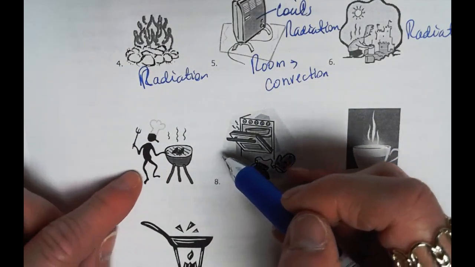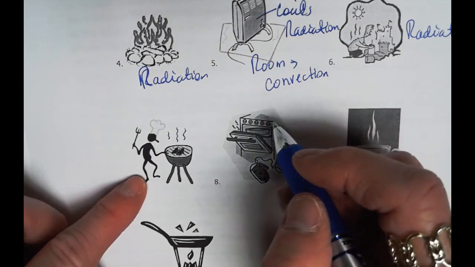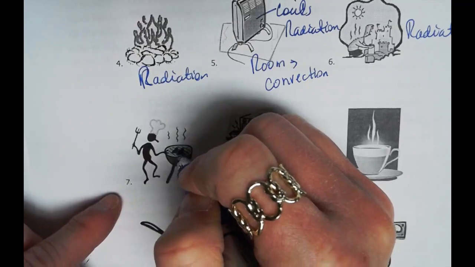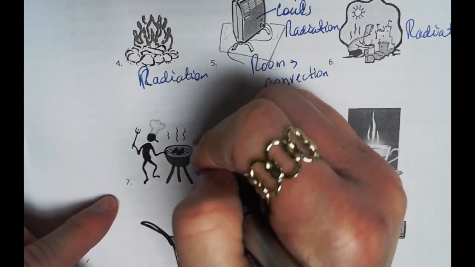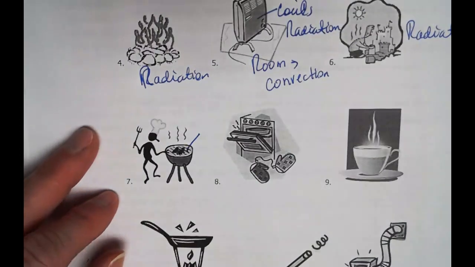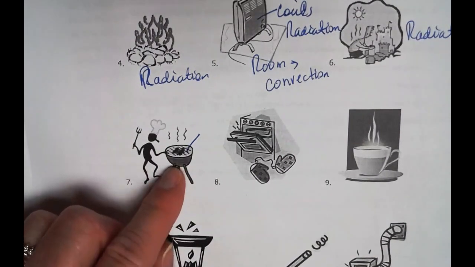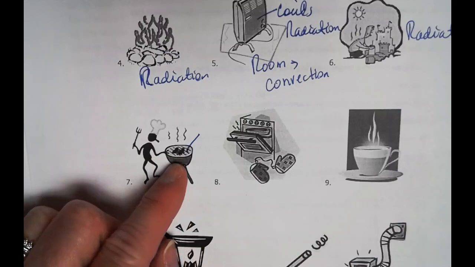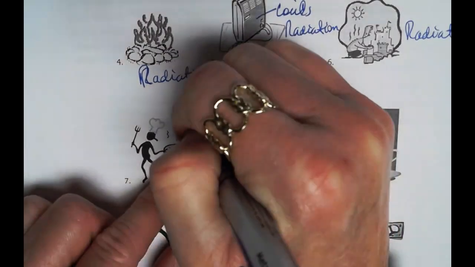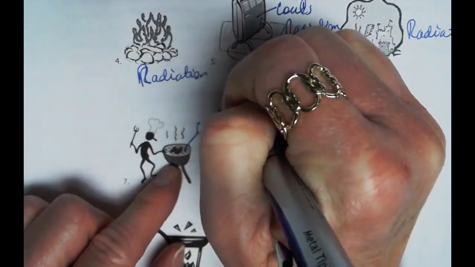Okay, Lena? He's cooking by direct contact, right? Conviction? Direct contact. Do you not lay the steaks or the hamburgers or wieners or whatever right on the grill? Yes. So that would be conduction.